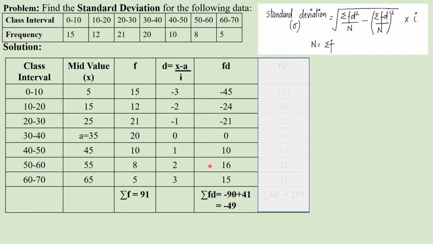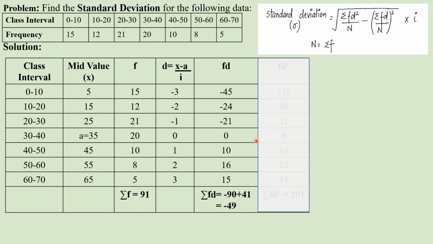Now find out sigma fd by adding all the values of fd. Add the negative values together and the positive values together. So minus 45, minus 24 and minus 21 is minus 90. 0 plus 10 plus 16 plus 15 is 41. So sigma fd is equal to minus 90 plus 41. Minus plus is minus. So sigma fd is equal to minus 49.